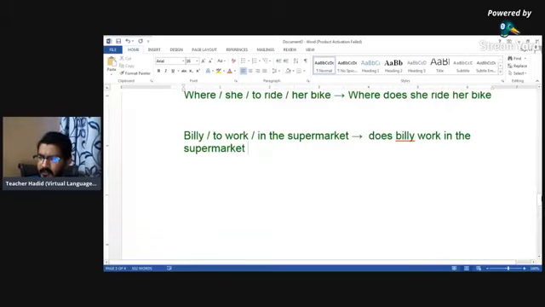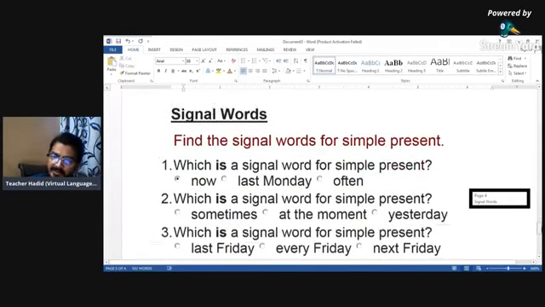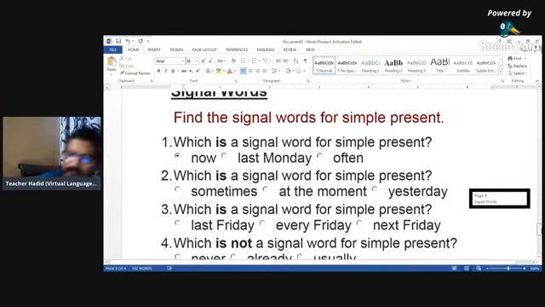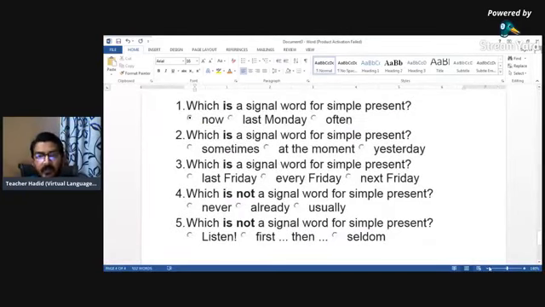Voila, here it is. Easier. Before this single word, I have to discuss one thing with you. There are some words, like one word, that can also represent present simple tense. A single word which represents present simple tense.